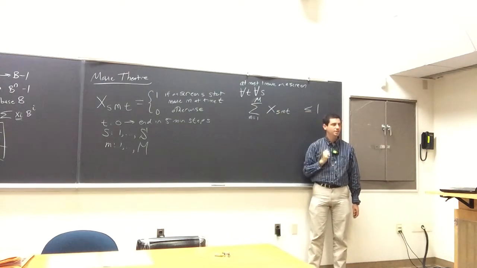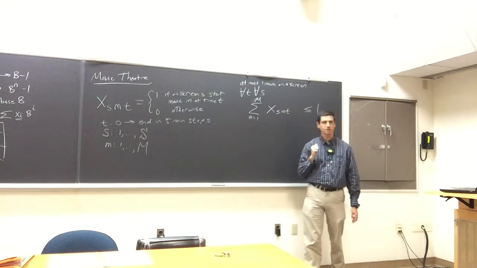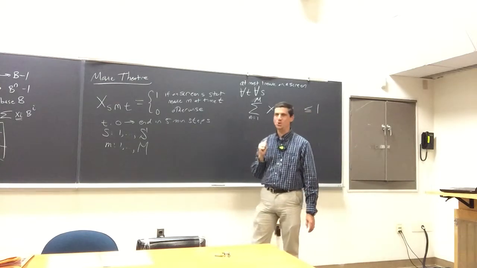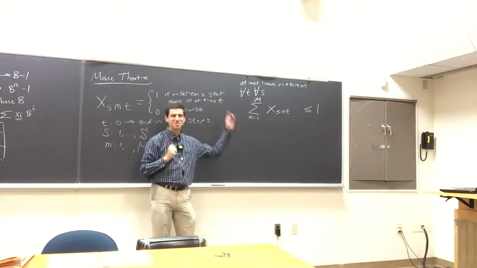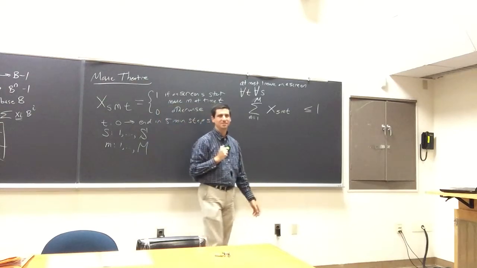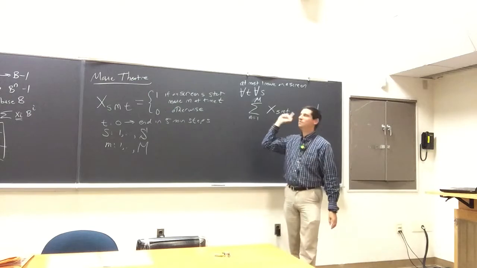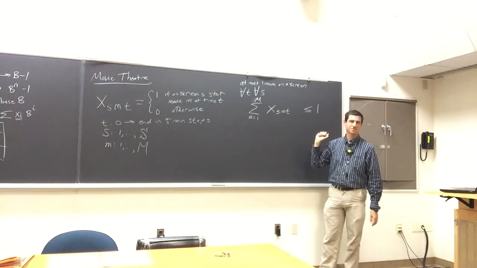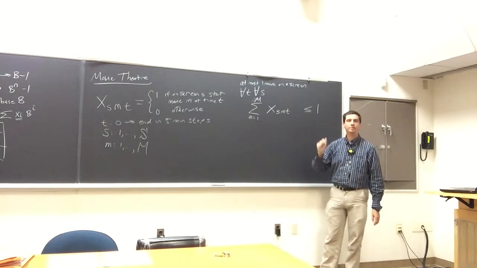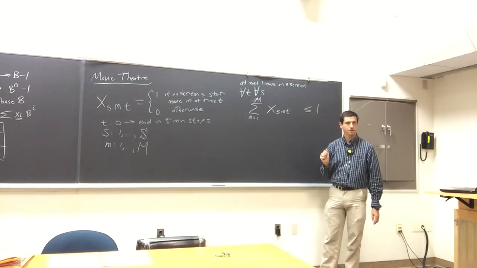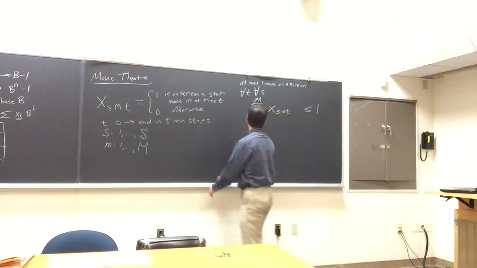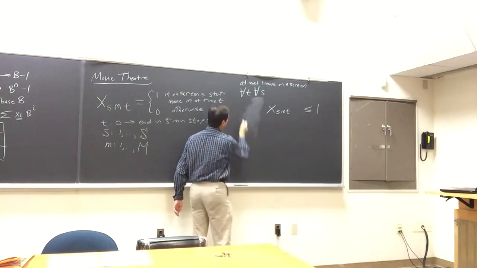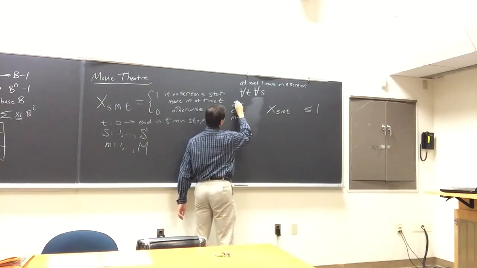Does this guarantee that we have at most 1 movie playing on screen S at time t? No. What does this guarantee? We have at most 1 movie starting at time t on screen S. I want to make sure we have at most 1 movie playing. So we have to be a little bit more careful. So I'll keep the sum over M. M goes from 1 to big M.